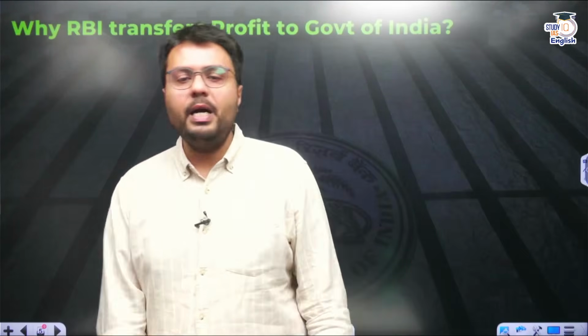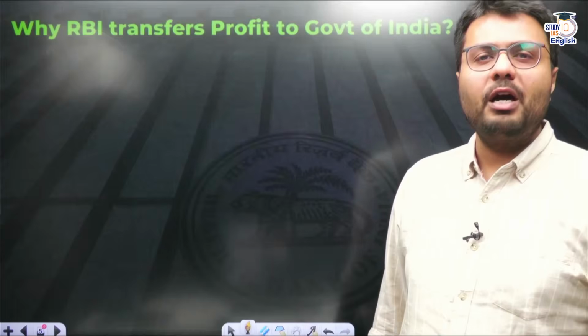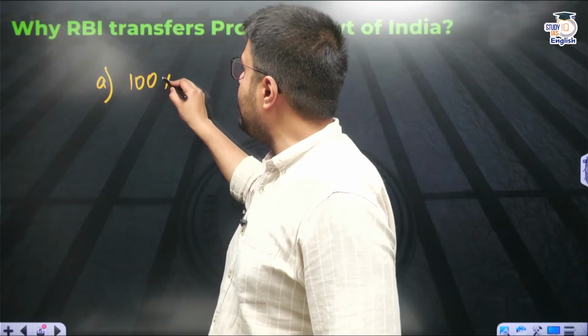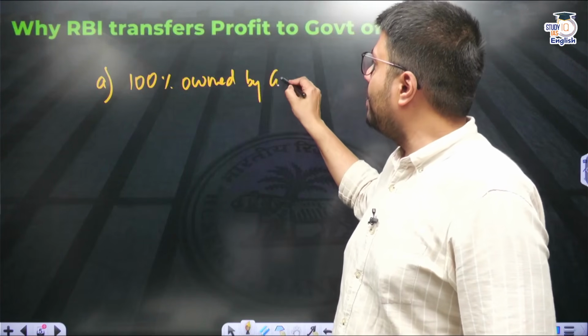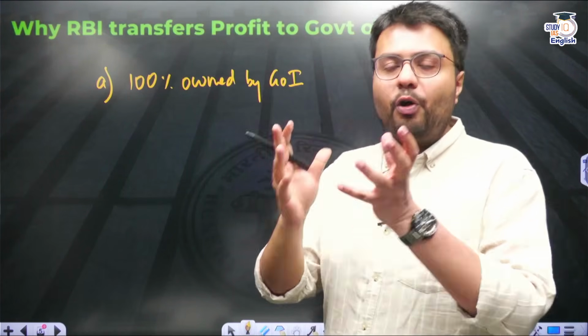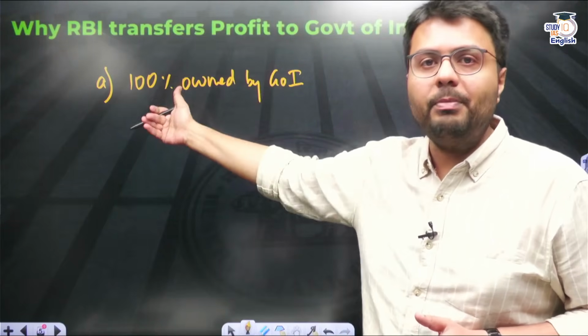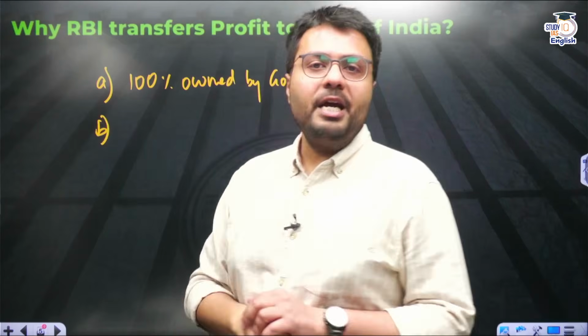Now let us try to understand why RBI transfers its profits to the government. There are two reasons for it. The first reason is that RBI is an entity which is 100% owned by the Government of India. So whatever profit RBI makes, a portion of that profit goes to its ultimate owner, that is the Government of India. Second is a legal obligation on the RBI.